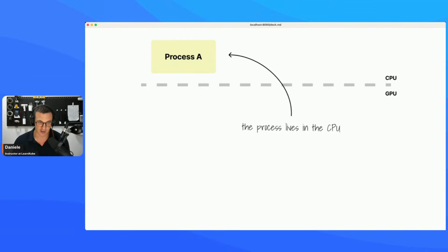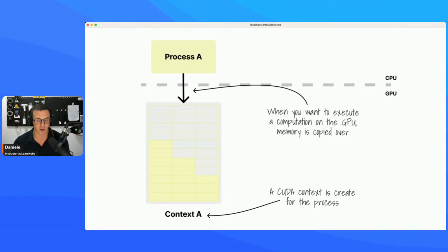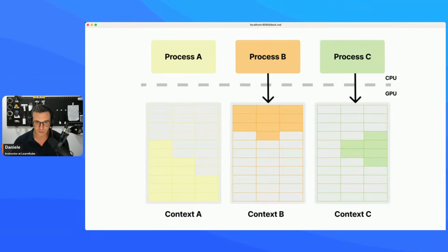And what you need to remember is that we always start from a normal CPU process. The CPU process will basically open a context on the GPU, will allocate the memory, and then at that point in time, we will have kernel execution. So if you have multiple processes, they will all need to do the same sort of operation on the GPU.